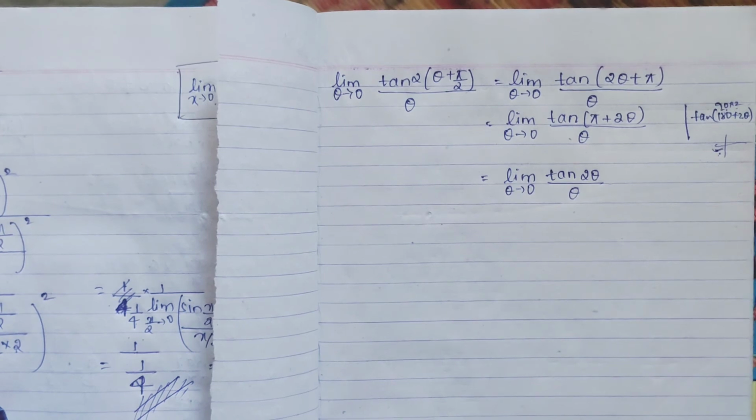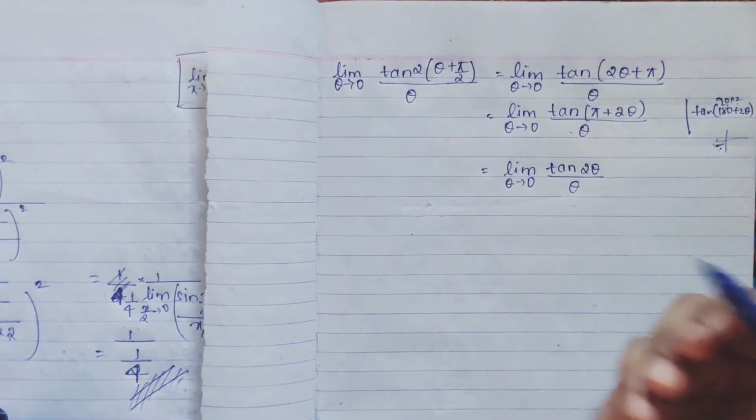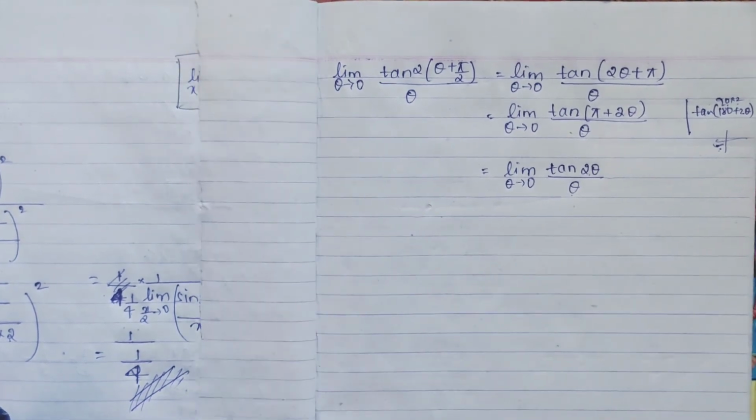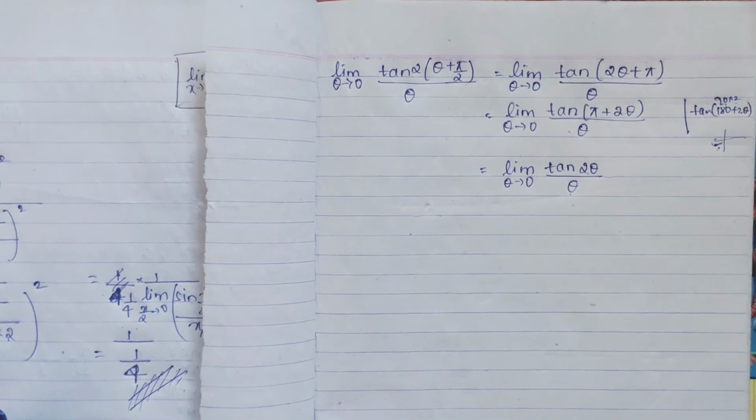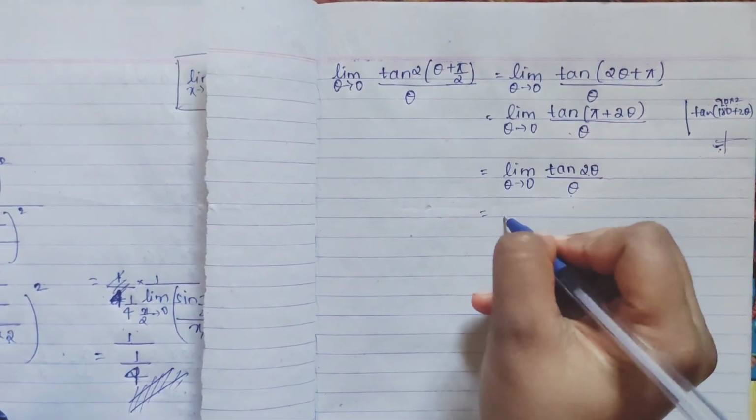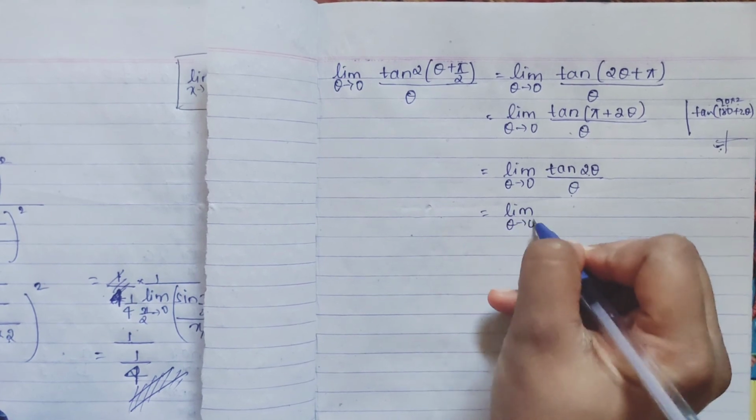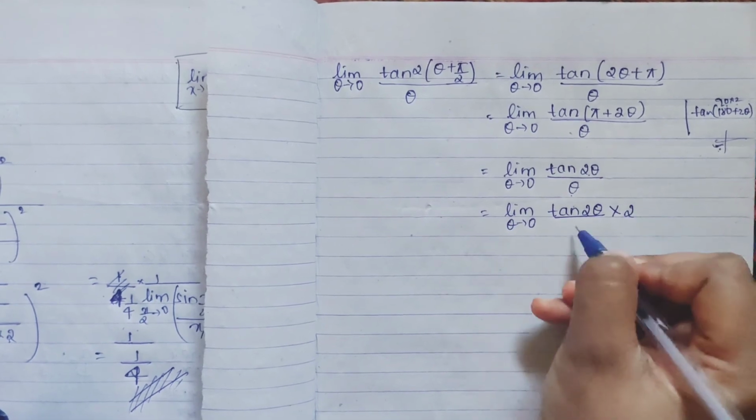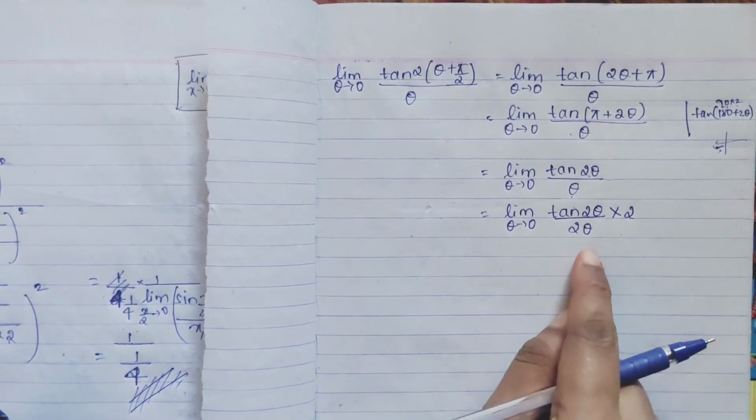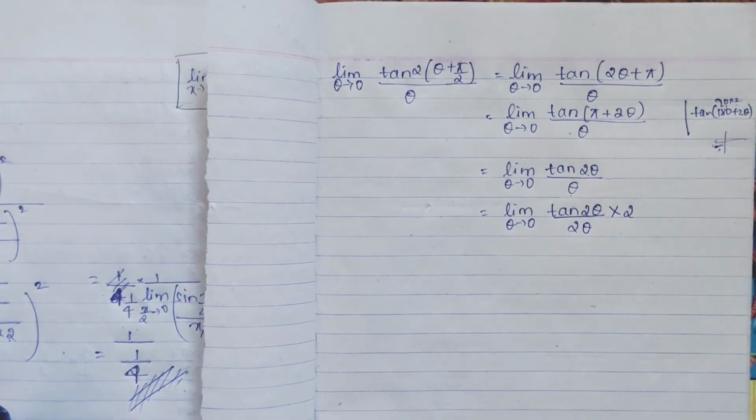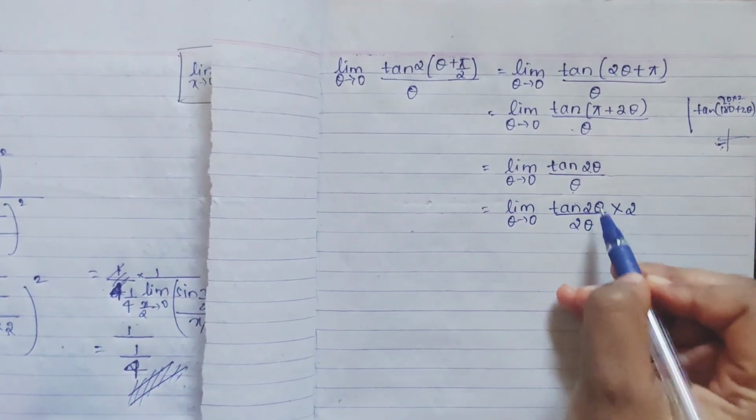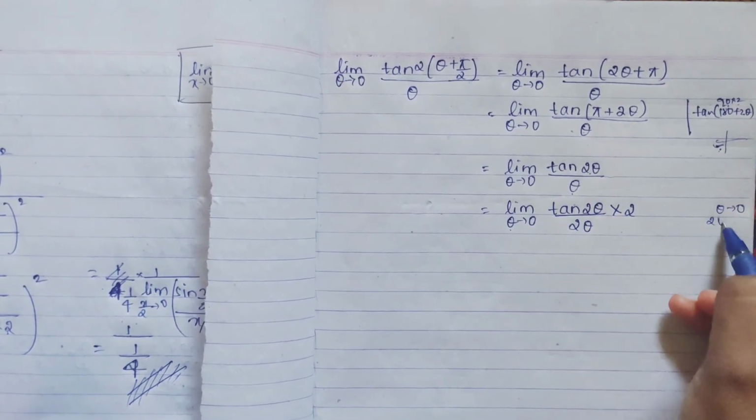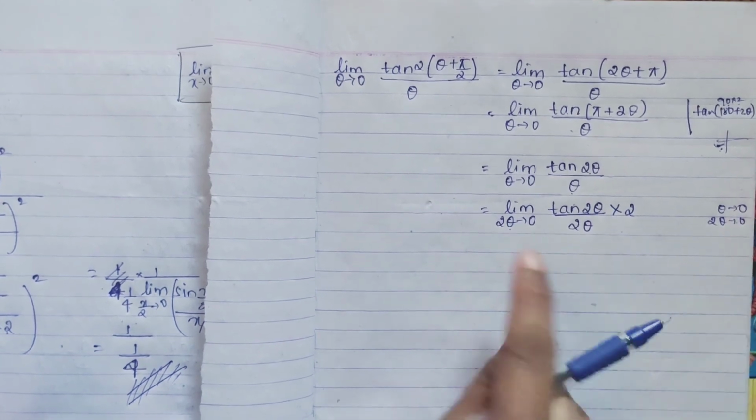But again, to get it in the tan form, here it is 2 theta and here it is theta. So in the denominator you have to multiply and divide by 2. So you get limit theta tends to 0 of tan 2 theta, multiplied by 2 and divided by 2. Now it makes some sense. Also see, here it is 2 theta but your limit here is theta. When theta tends to 0, 2 theta also tends to 0, so the limit automatically changes.